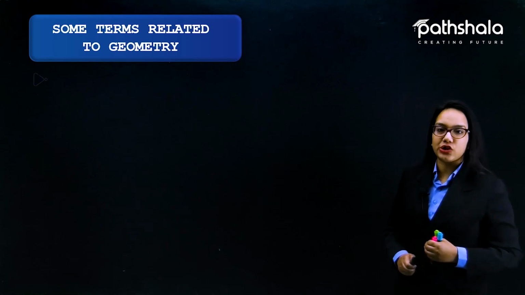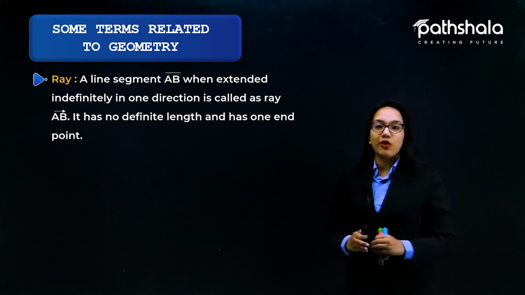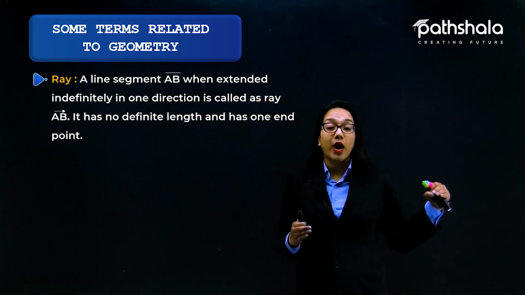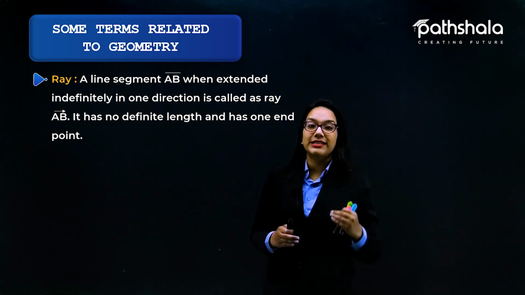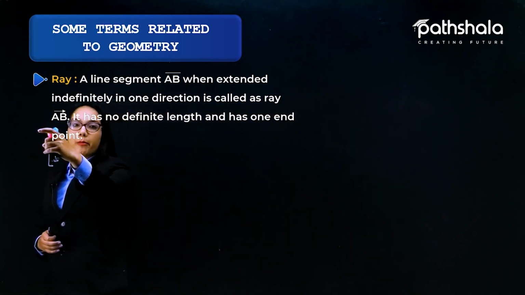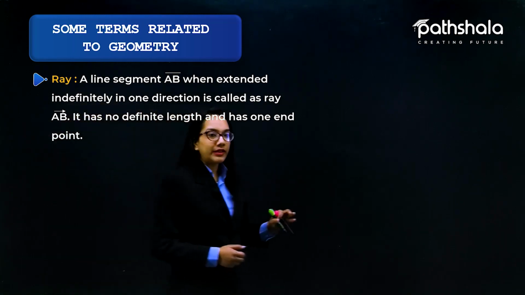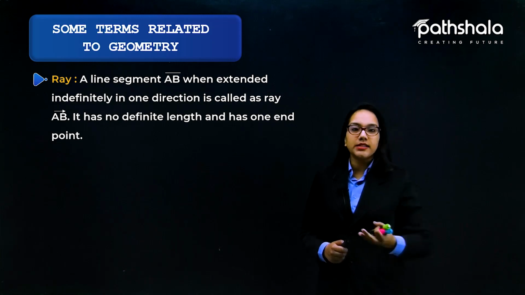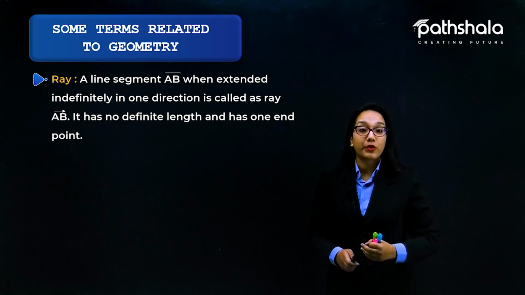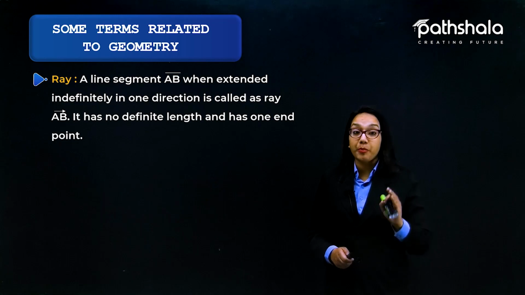Let's see the next term which is related to geometry, which is called a ray. What is the meaning of a ray? A line segment AB, when extended indefinitely in one direction, is called a ray, which is represented as AB with an arrow above. It has no definite length, because it is extended in an indefinite manner, so we cannot say anything about its length. It has one end point only.